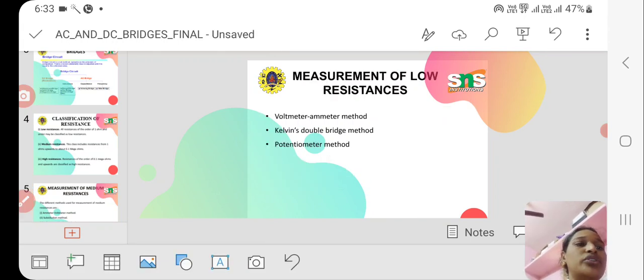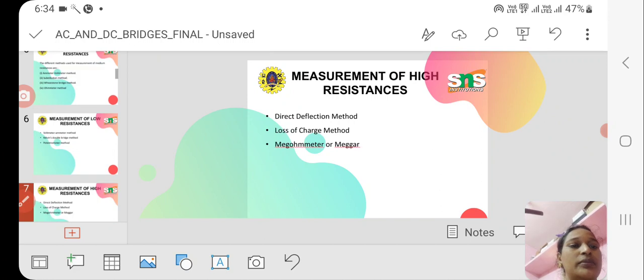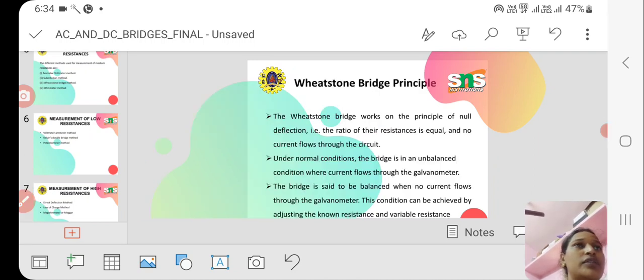If I want to measure a low resistance, then the voltmeter ammeter method will be used, and an important method, Kelvin's double bridge method, will be used, and finally a potentiometer. If I want to measure high resistance, then the direct deflection method can be used, the loss of charge method can be used, and finally the mega ohm meter or Megger method will be used. So among all these three types of resistances, to measure each type of resistance, a bridge circuit is used. First we will discuss the measurement of medium resistance using Wheatstone's bridge.